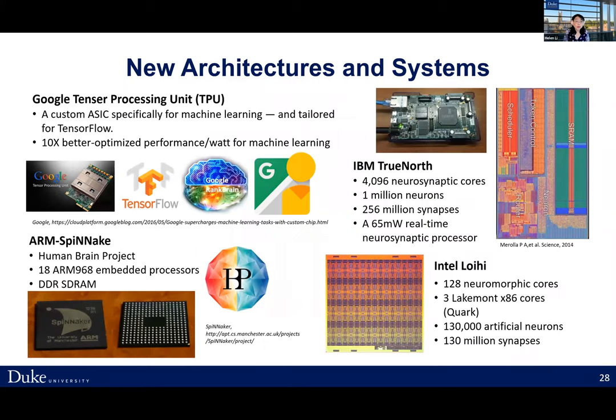Okay, so in industry, in fact, new architectures and systems have been extensively explored in different ways. For example, this is an ARM-based SpiNNaker, which was supported by the Human Brain Project in Europe. It's using ARM cores together with DDR SDRAM integrated together to enable neuromorphic computing. We usually also take Google Tensor Processing Units as an example. It's a dedicated ASIC design for machine learning.